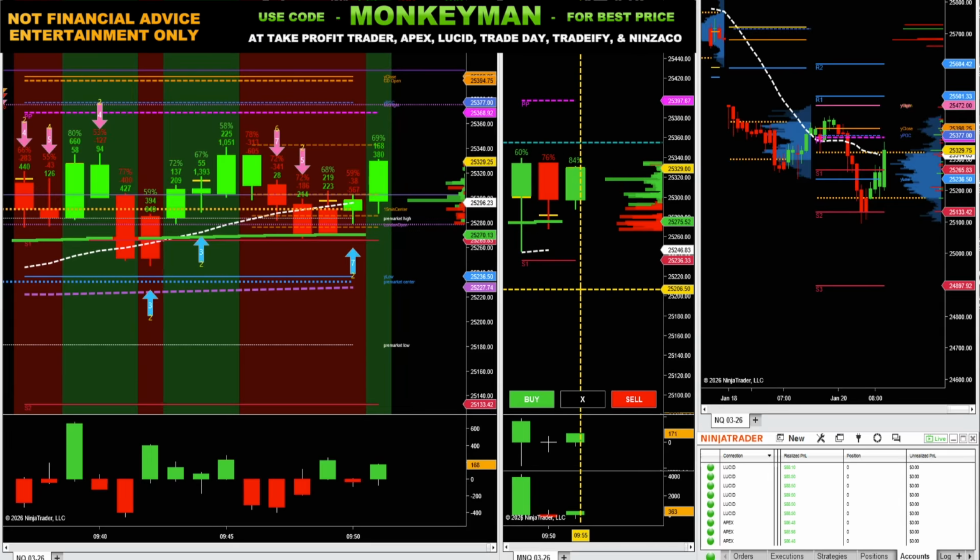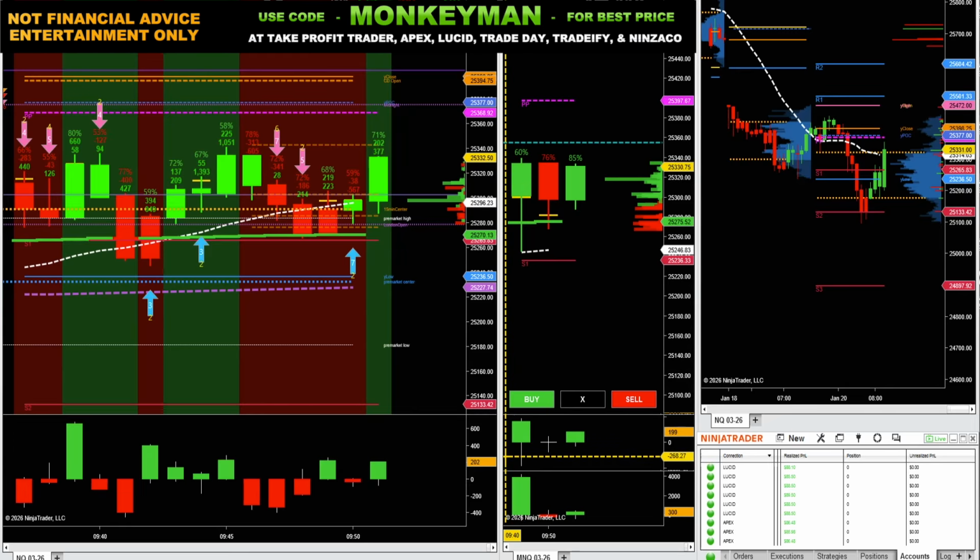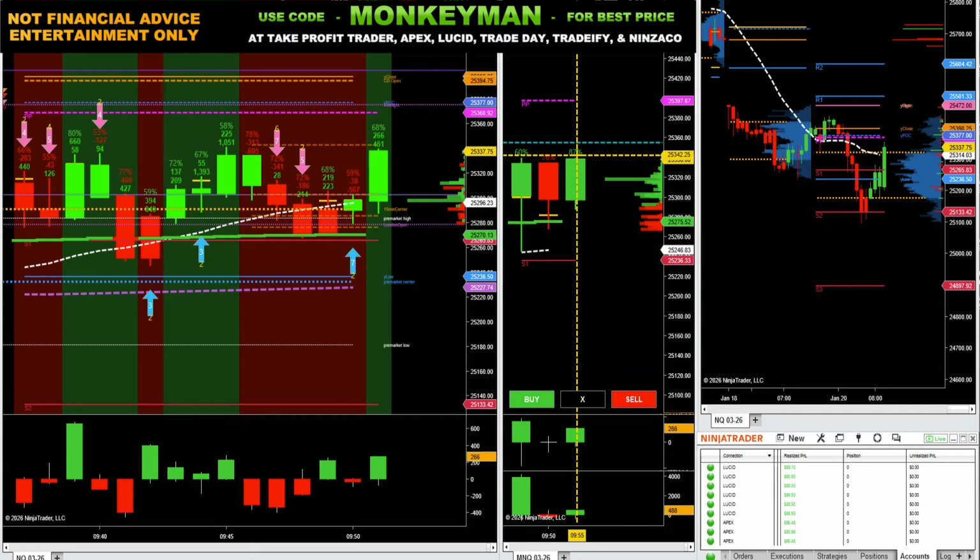So you can see after those last 5-minute candles, we got the pullback, but delta was not overpowering the previous two 5-minute candles. So we're getting this nice bounce up.